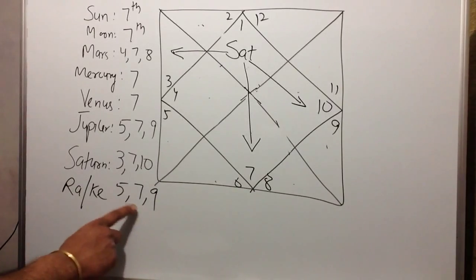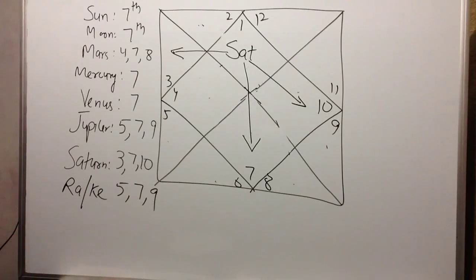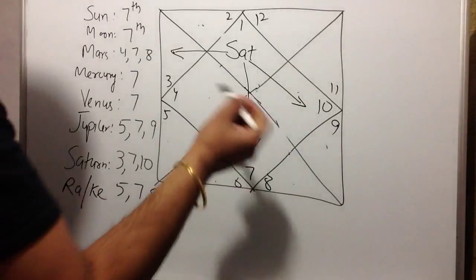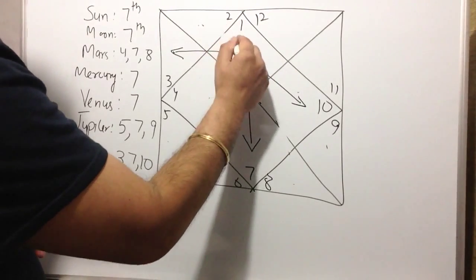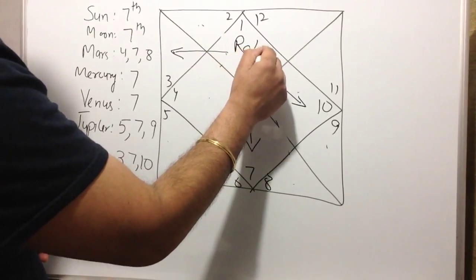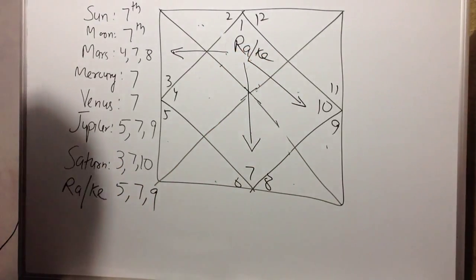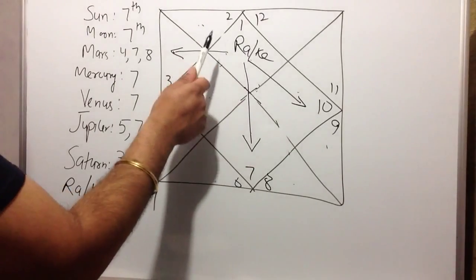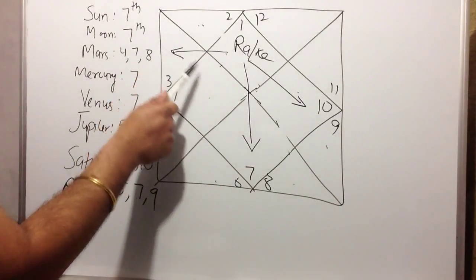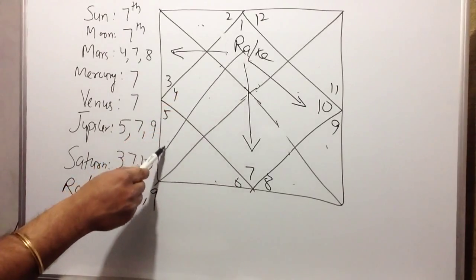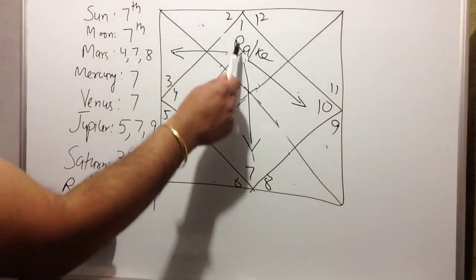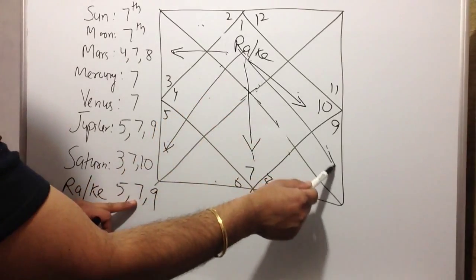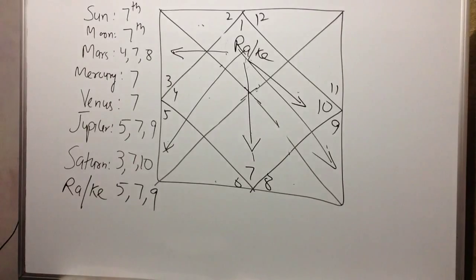Same thing with Rahu and Ketu: 5, 7 and 9. If Rahu is sitting in the house, say Rahu is sitting here, suppose it is Rahu or Ketu, either planet, both have the same aspect: 5, 7 and 9. So Rahu will look into the 5th house first. 1, 2, 3, 4, 5. So Rahu will look here. And then the 7th position, again same here. And the 9th position, which is this house. Okay, I hope you understand what the aspects are.